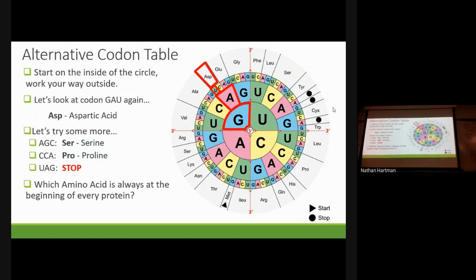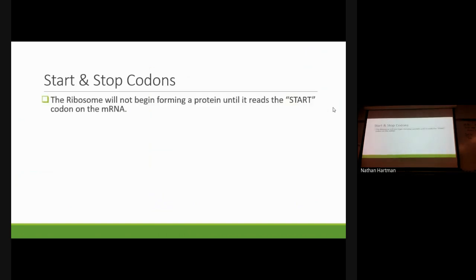Knowing that these mean stop, and they mean, hey, stop building protein, we're done. Which amino acid do you think is going to start every protein? AUG, which is not the amino acid. What's the amino acid that'll be the beginning of every protein? Methionine. MET, which is methionine, okay?